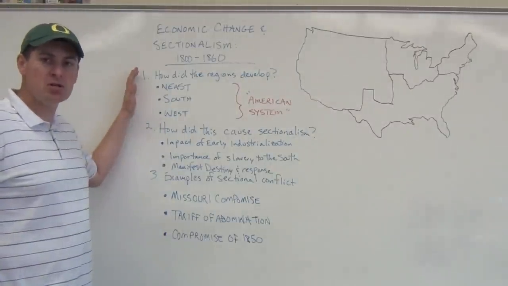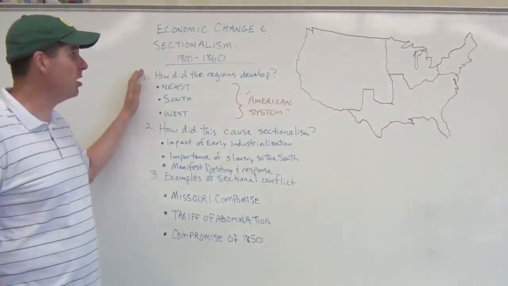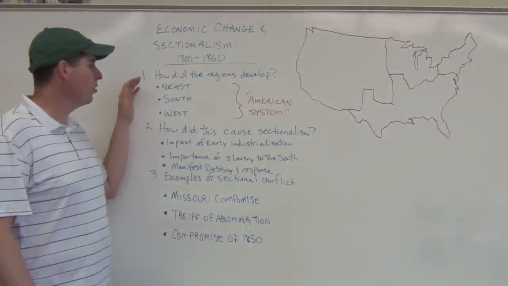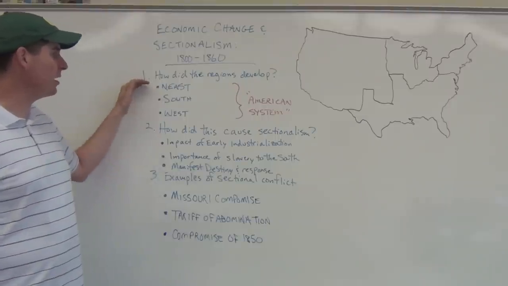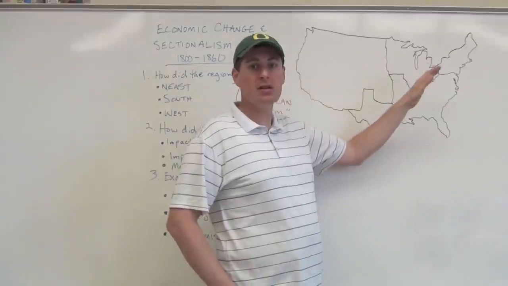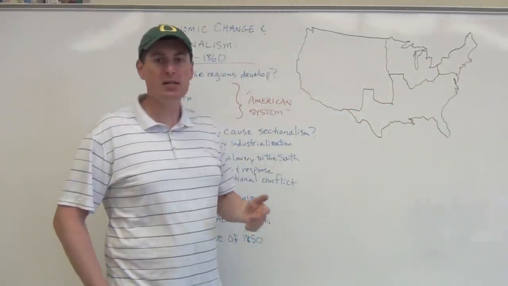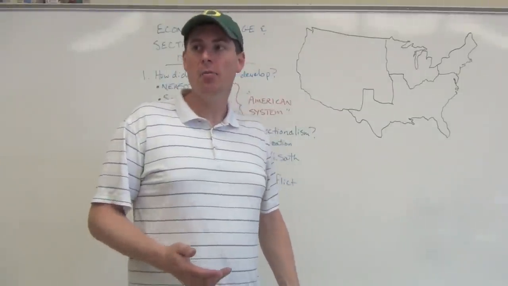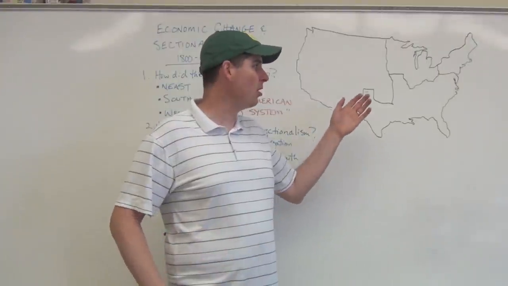One type of major question with sectionalism and economic change in the antebellum period. Antebellum, of course, means 1800 to 1860, pre-Civil War America. How did the regions develop economically? The Northeast is going to be developing what we would call the textile industry. And this is going to happen, well, Samuel Slater in 1790 is the dawn of it, but really it gets going in the period a little bit later than that.